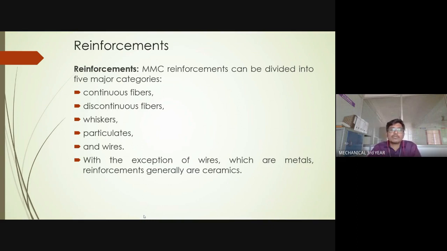Okay. And the reinforcements available in the case of metal matrix composites are listed here. MMC reinforcement can be divided into five major categories: continuous fibers, discontinuous fibers, whiskers, particulates, and wires, with the exception of wires, which are generally metal, the reinforcements are ceramics. So here the matrix will be your metal, whereas whatever you are adding as your reinforcement is considered to be a ceramic material. And we have an artificial method of producing fibers in the case of metal matrix composites.